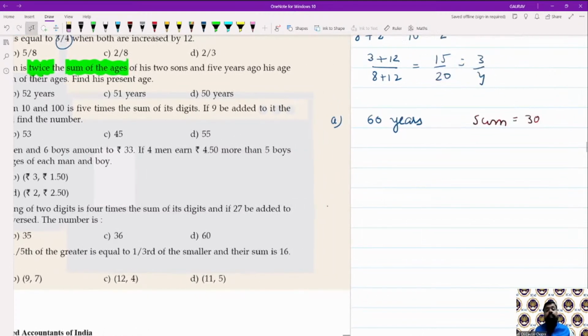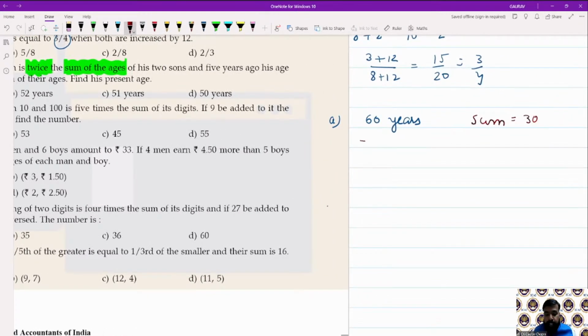Second condition says 5 years ago, 5 साल पहले मैन की एज है 3 times of the sum. So if we subtract 5, the age of man will be 55, 5 years ago. And here we have to subtract 5 two times because there are two children. So therefore we will be subtracting 10. Now we have to check whether the ratio is 3 times or not. It is not. 20 into 3 is 60, but here it is 55. That means option number A is incorrect. Option number A is not satisfying the conditions.